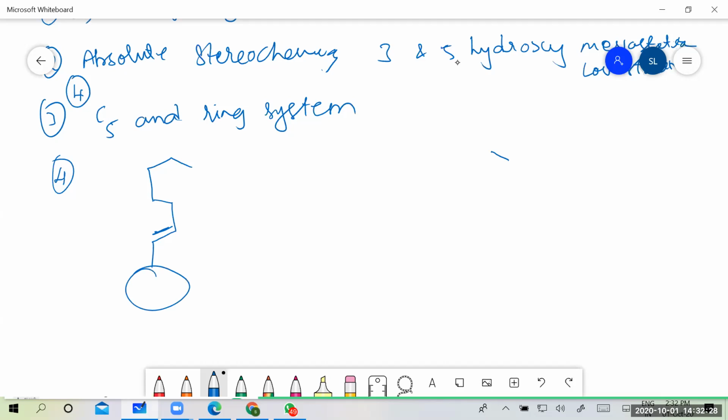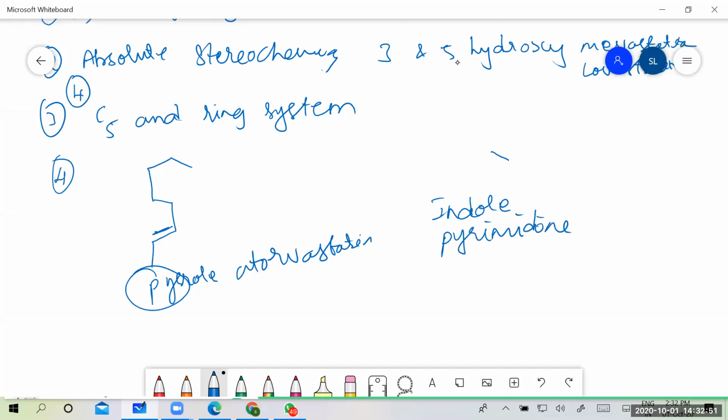Then apart from this, you can have heterocyclic ring systems here. Ring systems like pyrrole in case of atorvastatin, and the other ring systems including indole. Indole groups can be present, and pyrimidine also can be present. So the indole group is present in fluvastatin. Remember this, fluvastatin, the heterocyclic system is indole. Okay. And then pyrimidine.